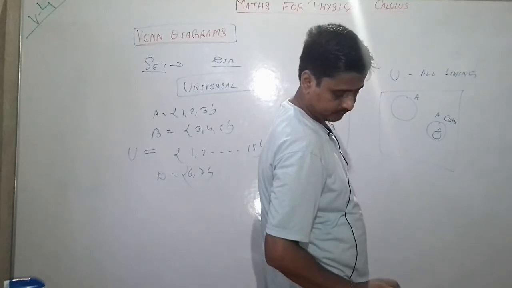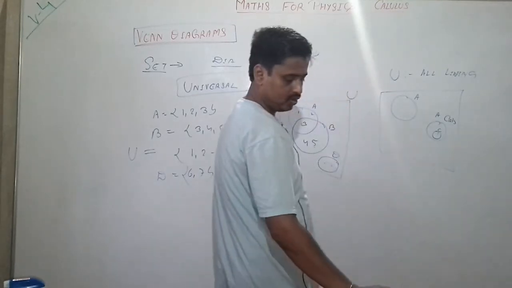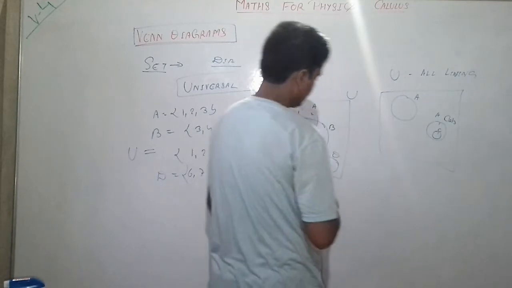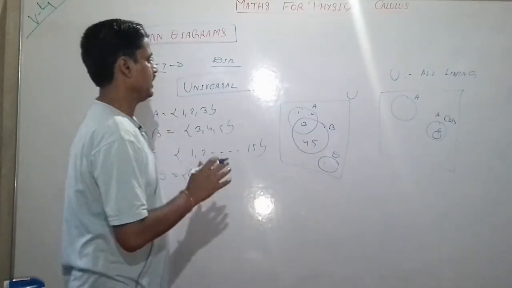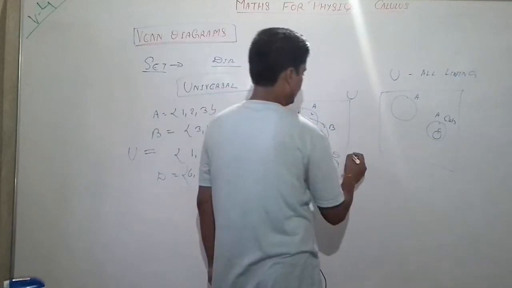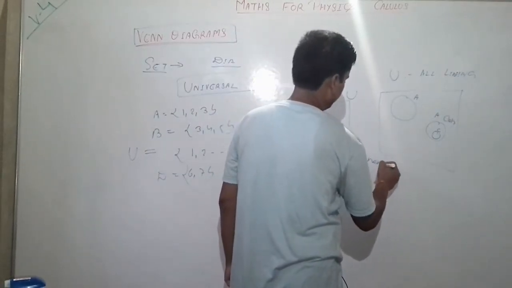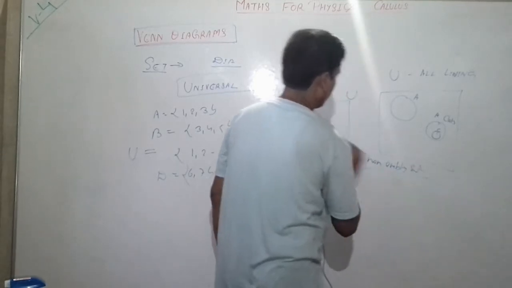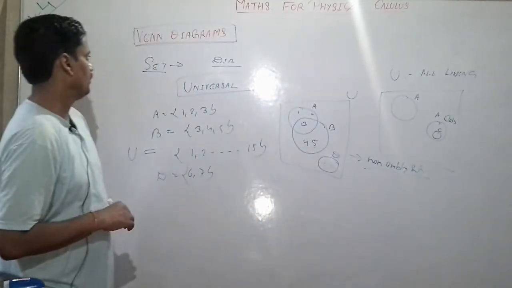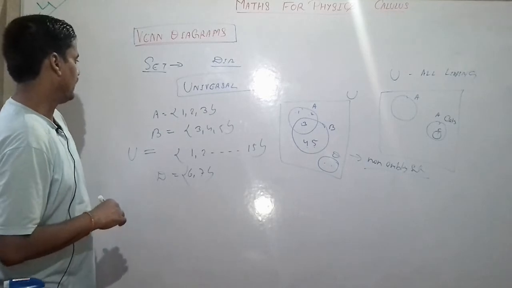Any closed area in Venn diagram represents a non-empty set. So in the Venn diagram, any closed area is simply a non-empty set. So this is how we can draw a Venn diagram.